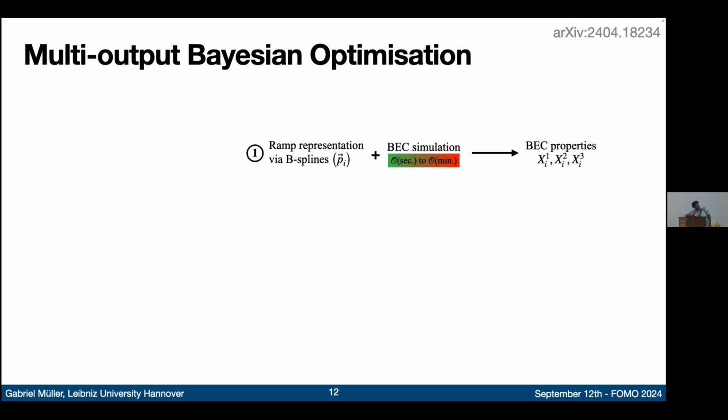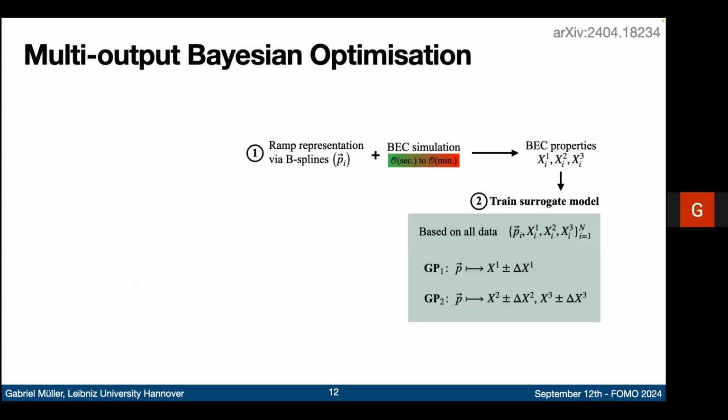And then comes the interesting part: we put it into the BEC simulation. This can be just the Thomas-Fermi regime, as in our test case here, or this can take up to minutes if you solve the GP. And out of this, you get your BEC properties. And this is already the next step. What is meant by multi-output? Multi-output means we don't directly learn the objective function from the simulation, but we really get the BEC properties. We get the physics out of the system.